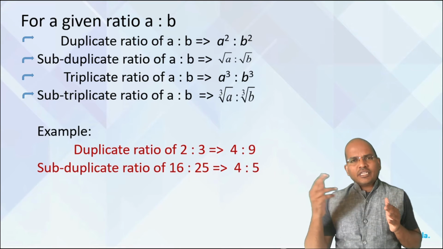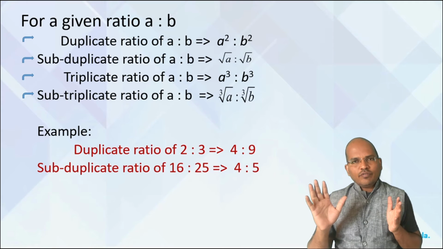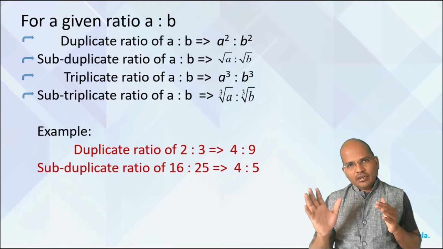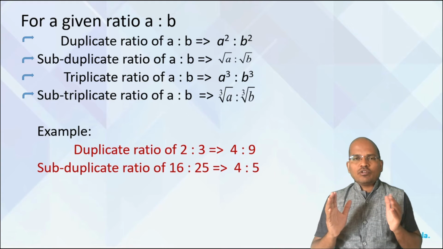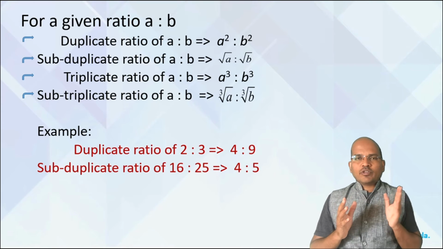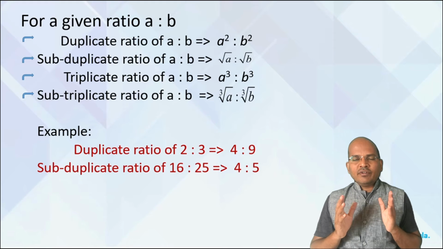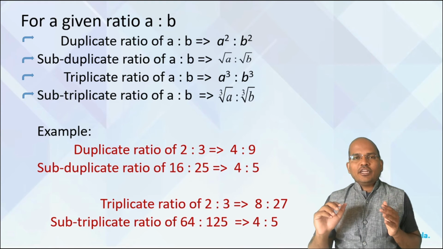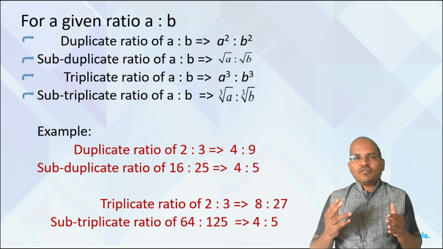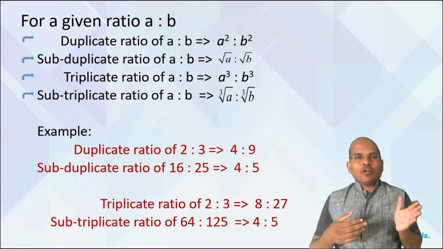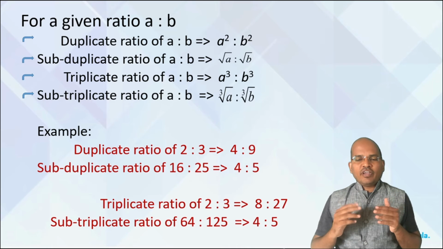Now let us see the same thing in small examples. The duplicate ratio of 2 is to 3 is 4 is to 9. Have you got 4 is to 9? Square of 2, square of 3, the ratio. So square of 2 is 4, square of 3 is 9. That is 4 is to 9. And the subduplicate ratio of 16 to 25 is square root of 16 is to square root of 25. That is 4 is to 5. If you take the triplicate ratio of 2 is to 3, that is 8 is to 27. Have you got 8 is to 27? Cube of 2 is 8, cube of 3 is 27. Similarly, when you subtriplicate it, the cube root of 64 is 4, the cube root of 125 is 5.